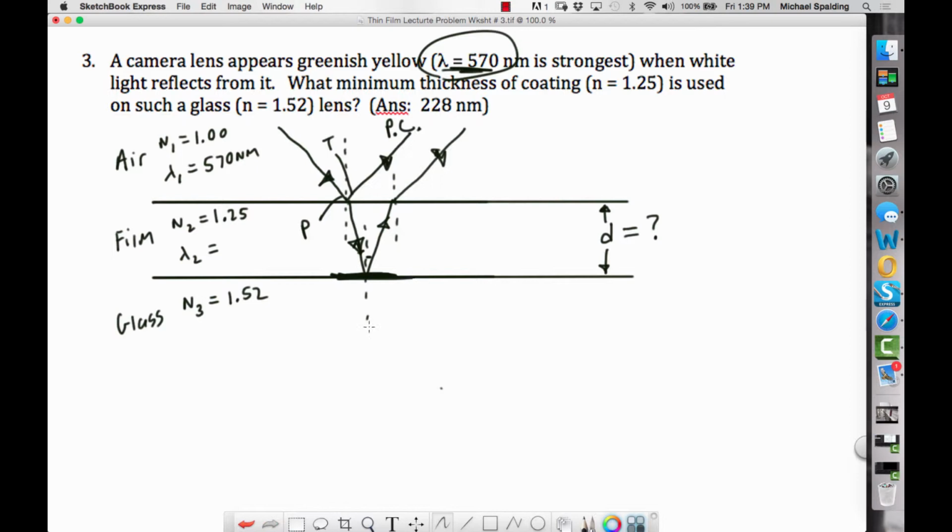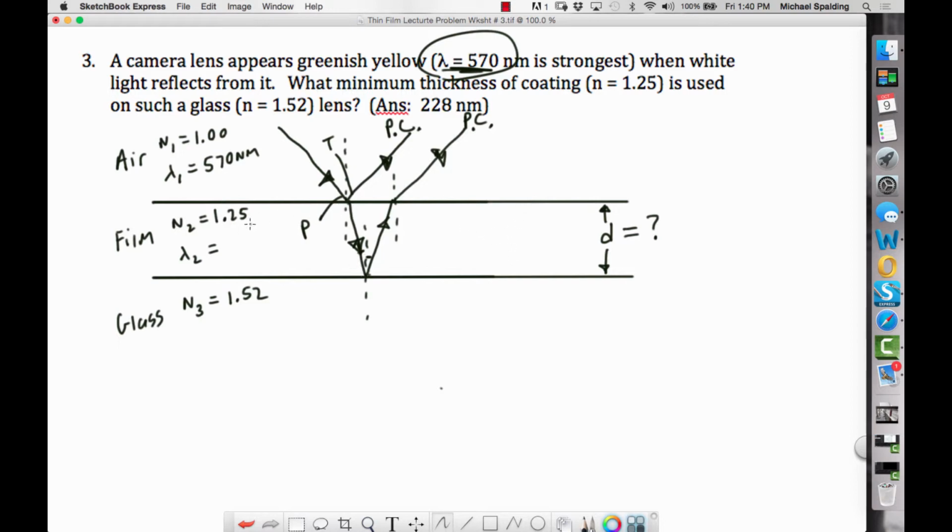Now, what happened at this boundary right here? A phase change. How do I know there's a phase change? Because the index of refraction of the film is 1.25. The glass is 1.5. That's a higher index of refraction. So this guy underwent a phase change as well. So that's 2 phase changes, which kind of cancel each other out. If you have 2 phase changes, it's like having no phase change at all. Does that make sense? This one went from peak to trough, and this guy went from peak to trough. So they both got flipped.